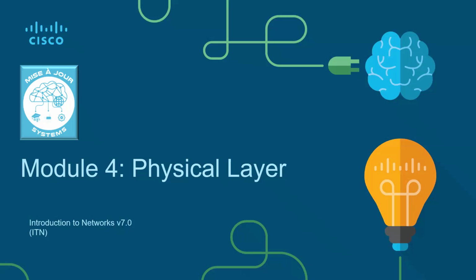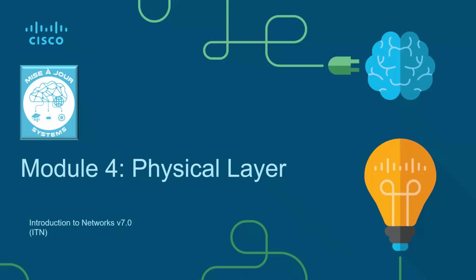Some of the key responsibilities of the physical layer is defining the physical characteristics of a connection. For example, the type of cable that you are going to be using, the type of connectors that you are going to be using, the pin configurations that you're going to have. So that's one of the key responsibilities of the physical layer. What is the type of cable? What is the type of connectors that we're going to be using to make our connections?